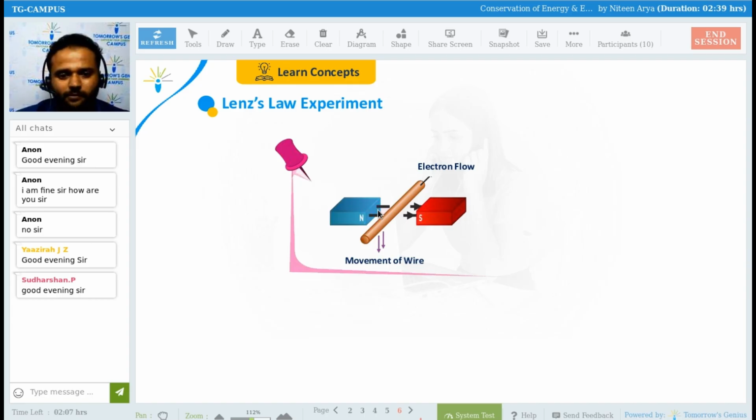Now there are a few experiments where we are going to understand the movement of a wire or electron flow. The same thing is happening here. Instead of moving the magnet, I move the coil. Like the second experiment, if you remember, which particular Hertz experiment, I don't remember the name right now, but can you tell me the name of these experiments?